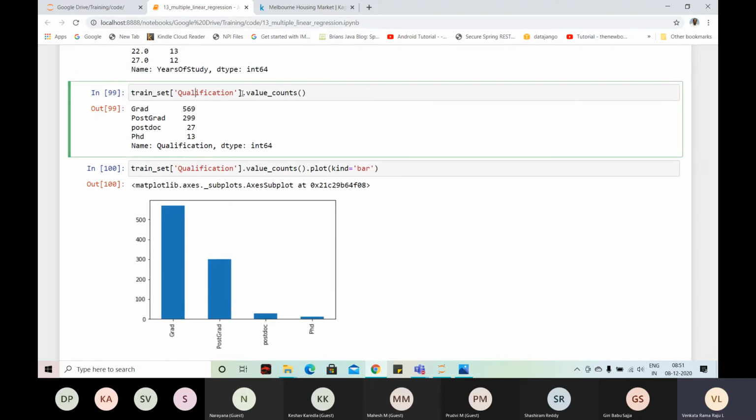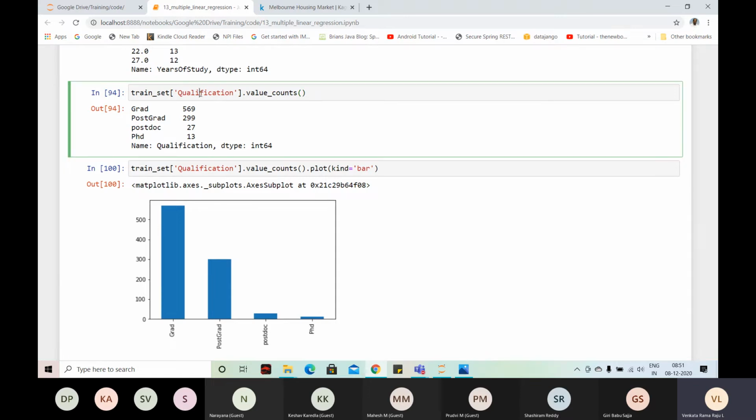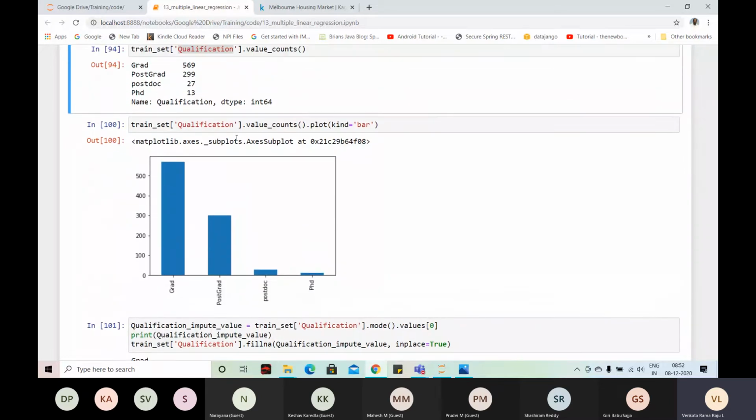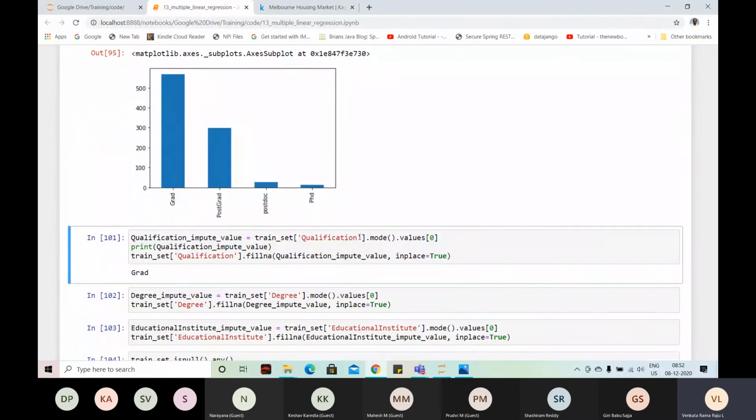Okay. So qualification is the next column which has got nulls, and I am trying to look at it. This is a categorical column: graduation, post-graduation, postdoc, and PhD. There are 4 categories. I am trying to look at the distribution of the data. I did a bar chart here. Most of them are graduation, so I took the mode. Again, I am saving that mode into a variable and replacing it with fillna, inplace=True.